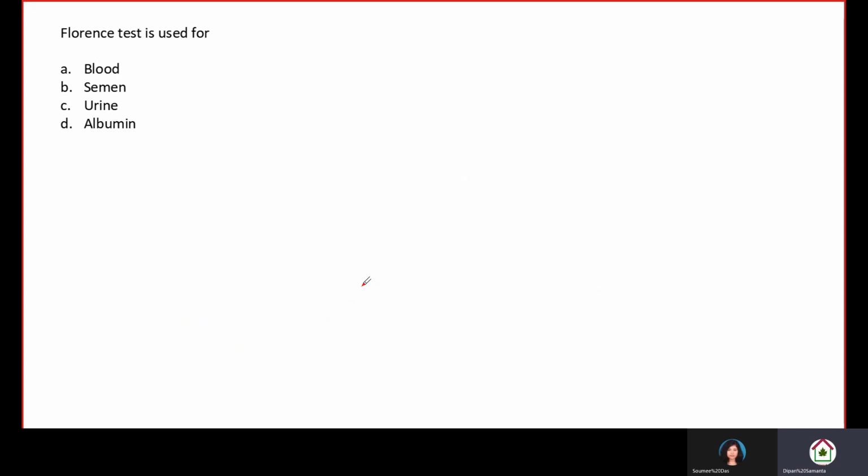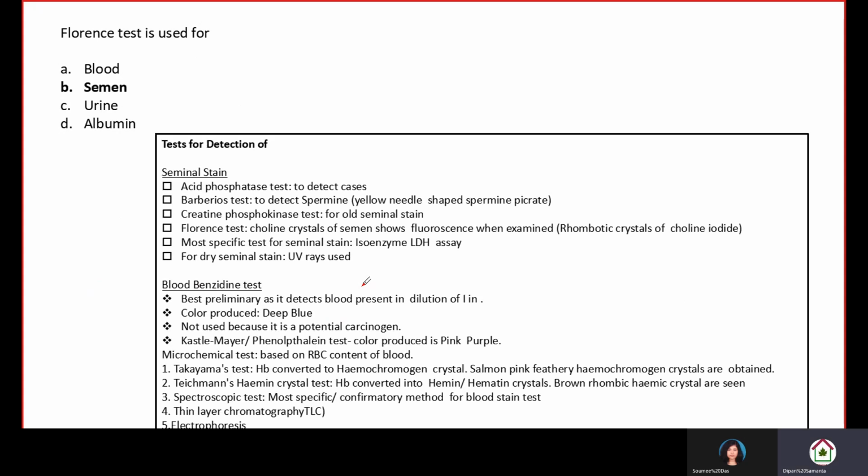Next, Florence test is used for blood, semen, urine, or albumin. It's used for semen. Now, what are the tests available? First of all, tests for detection of seminal stain: acid phosphatase, Barberio, creatine phosphokinase, Florence. Most specific test for seminal stain is isoenzyme LDH assay. For dry seminal stain, UV rays are used.